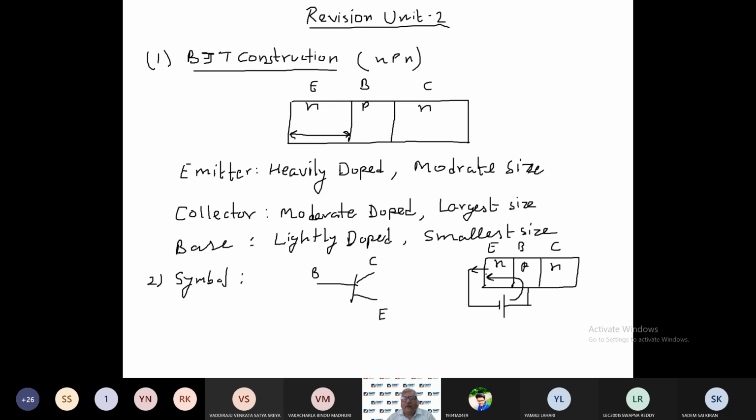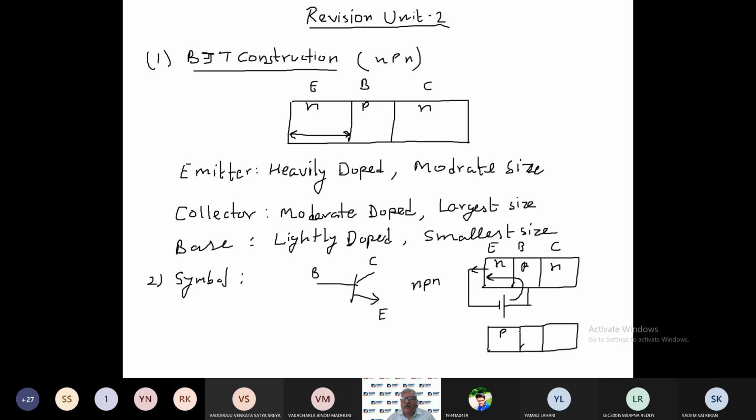So from the emitter current will come out. This is your emitter terminal and current is coming out. So in case of NPN, at the emitter you show the direction of current by the arrow. It is coming out from the emitter.